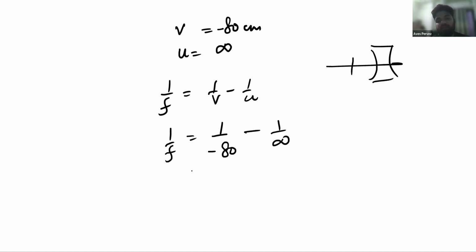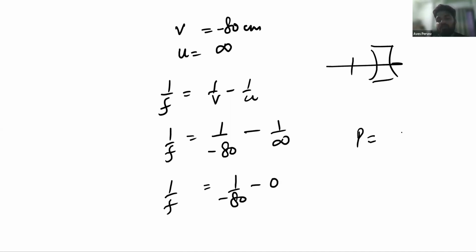Then 1 by f. So 1 by infinity means you are dividing 1 by a very huge number, so this will be considered as 0. So we can consider this as 1 by 80 is equal to, what will it be? Tell me. This will be equal to 1 by minus 80 minus 0. This will be 1 by f.